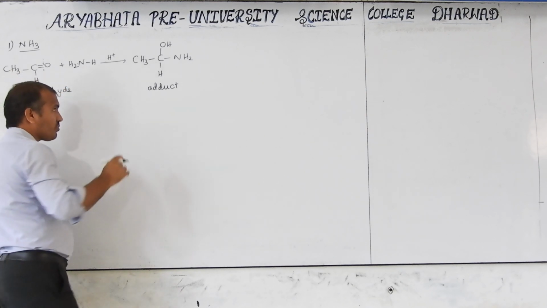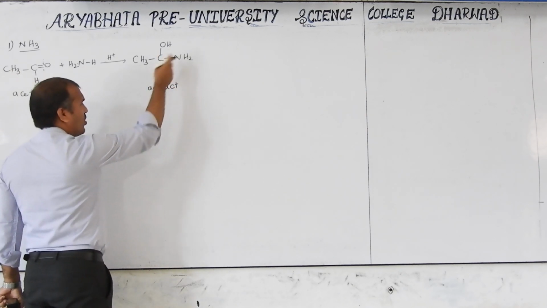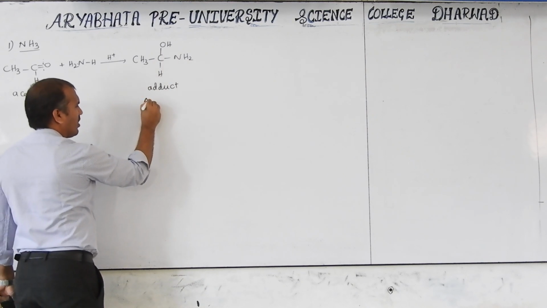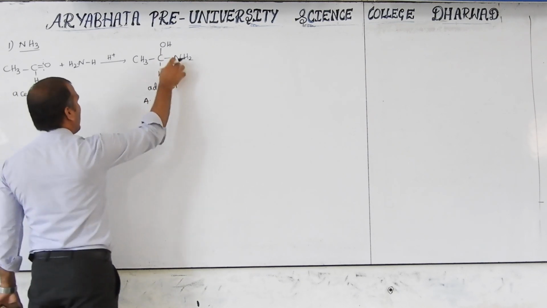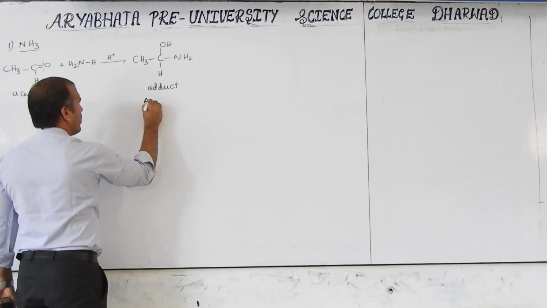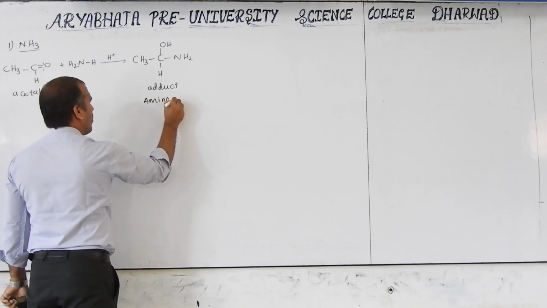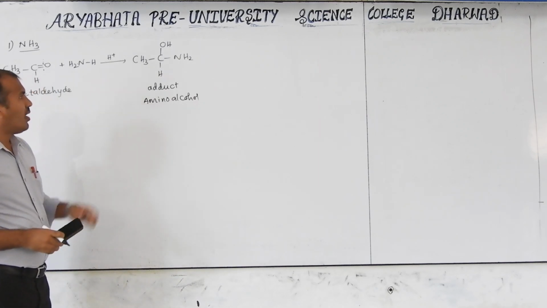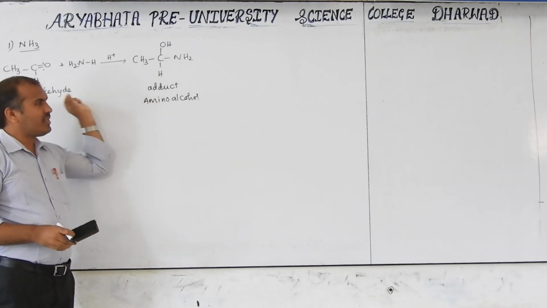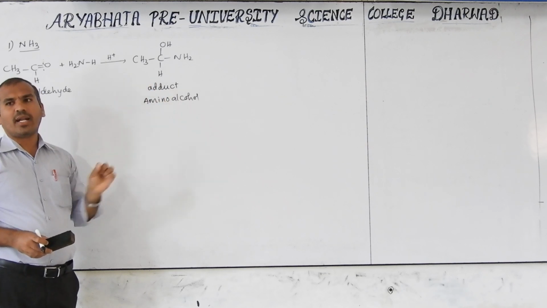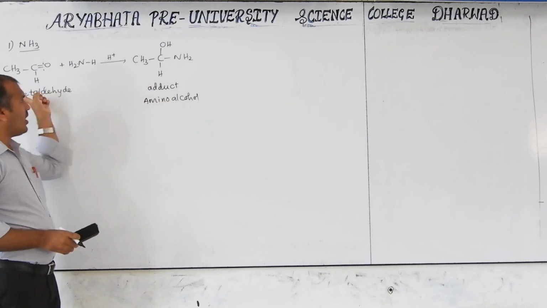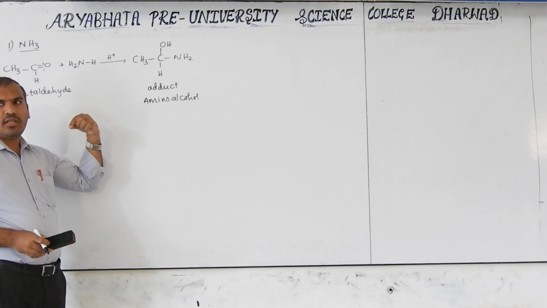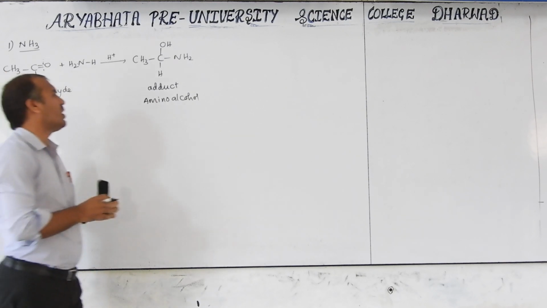Then this is called amino alcohol. This is not the complete name I am writing. The amine group is there, the alcohol is there: amino alcohol. If they ask the naming, acetaldehyde amine adduct, this is acetaldehyde and this is ammonia. Then adduct means addition product.